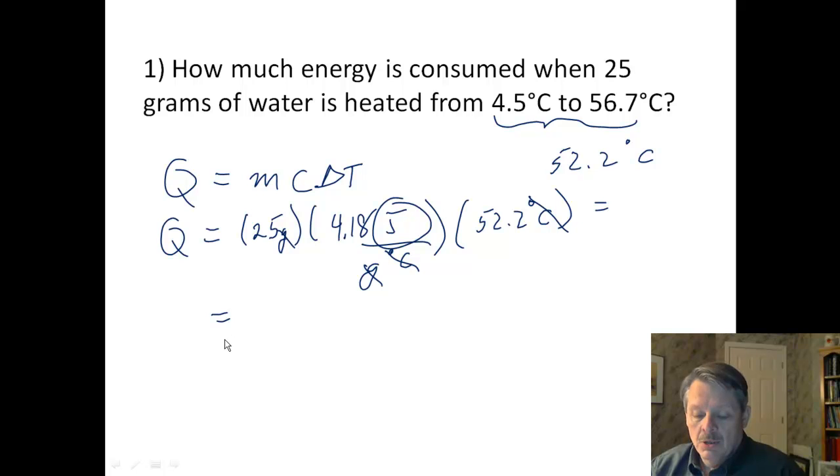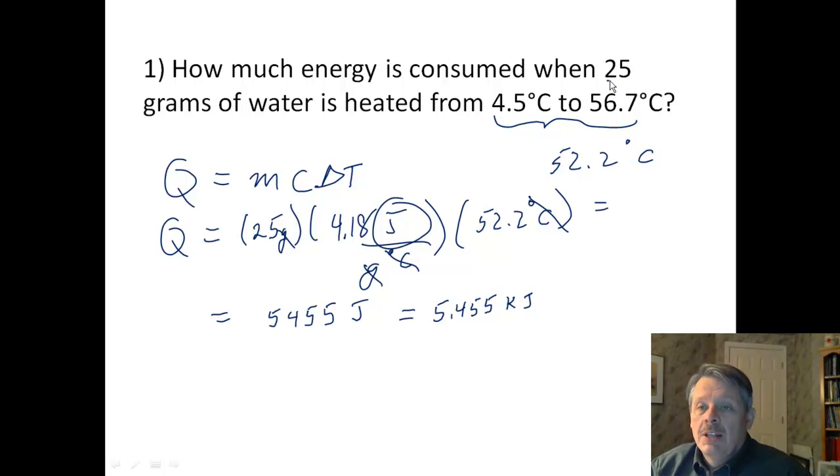All right, so when I do that math, I come out with 5,455 joules of energy, which is the same as 5.455 kilojoules of energy. Either answer is perfectly acceptable. There are 2 sig figs in my question, so I'm going to come up with 5.5 kilojoules of energy, or 5,500 joules of energy. Either answer is perfectly acceptable.